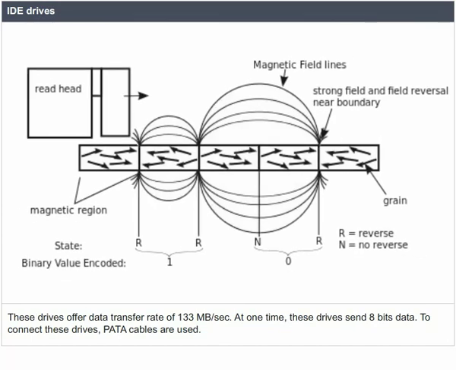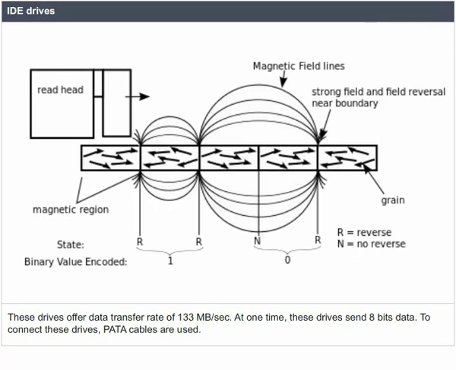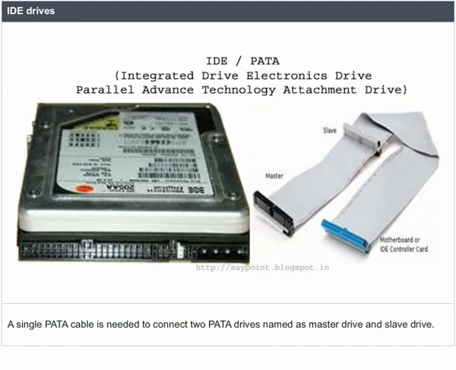These drives offer a data transfer rate of 133 MB per second. At one time, these drives had 8 bits of data. To connect these drives, SATA cables are used. A single SATA cable is needed to connect 2 SATA drives, named master drive and slave drive.